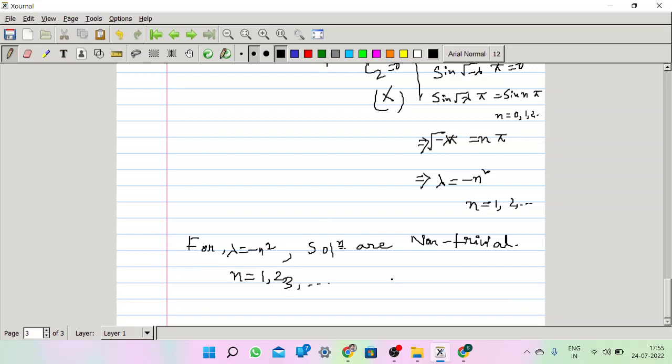These are the numbers. So now I will look at what options are given. My option is that minus 4 and minus 1 are the right options, because all others will not be of the form minus n square. So lambda equal to minus 4 and lambda equal to minus 1 are the correct options. This ends the first problem.